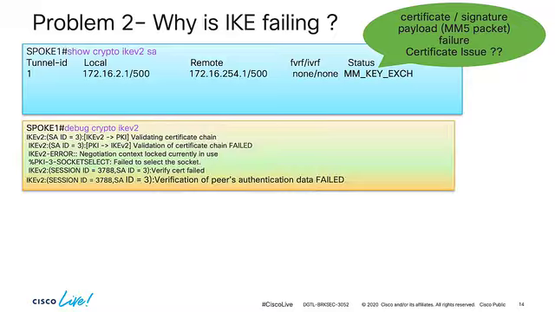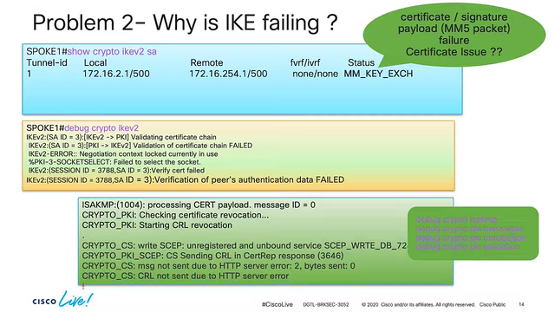So what we would normally do is we would go ahead and turn on the IKE debugs. And in this case, it tells you very clearly that the validation of the certificate chain failed. So basically, the certificate did not get validated. So how do we actually validate certificates?